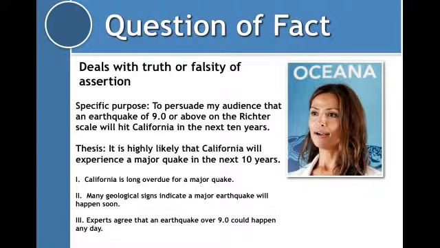Most questions of fact are usually organized topically. In this case, the main points are reasons why the speaker believes the thesis to be correct. So this speaker has 3 major reasons why they believe that a quake is going to hit California in the next 10 years. Now, obviously, they have to find evidence to prove that each one of these reasons is indeed the case.